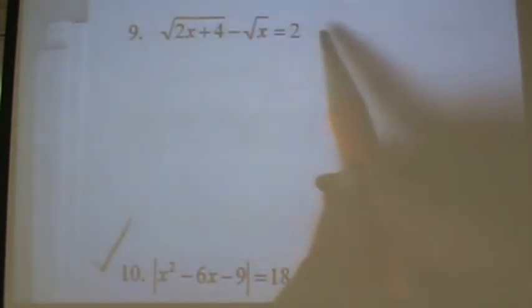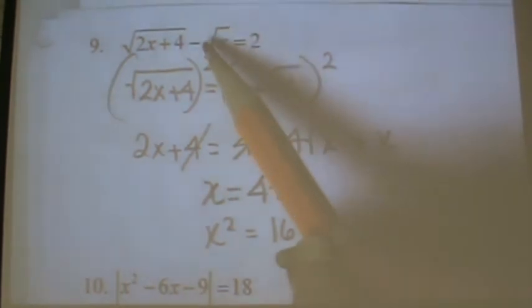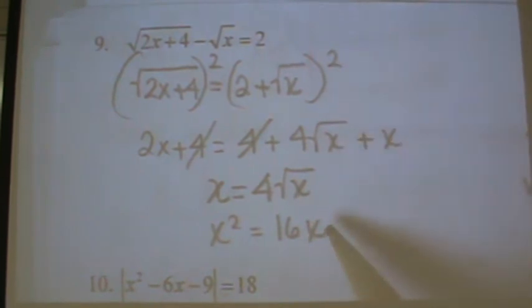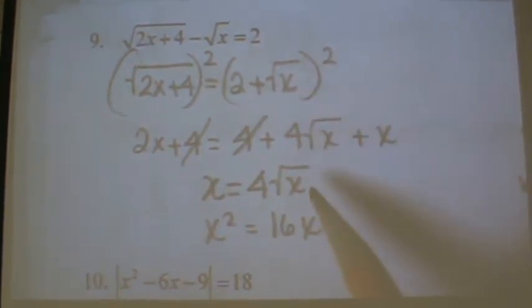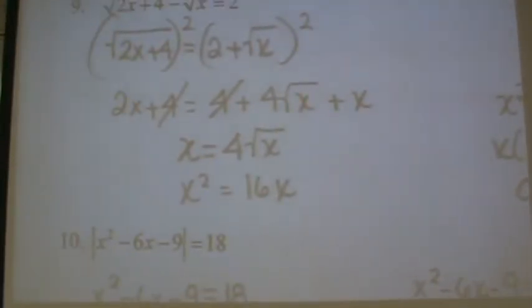Now, how to do it the other way would be, you have to bring this over. I'm going to show you here. You're going to bring negative square root of x up to the other side. You have to square both sides. You have to FOIL this side. And you get 0 and 16. Well, that was the answer to that one. You have to square both sides. Okay?